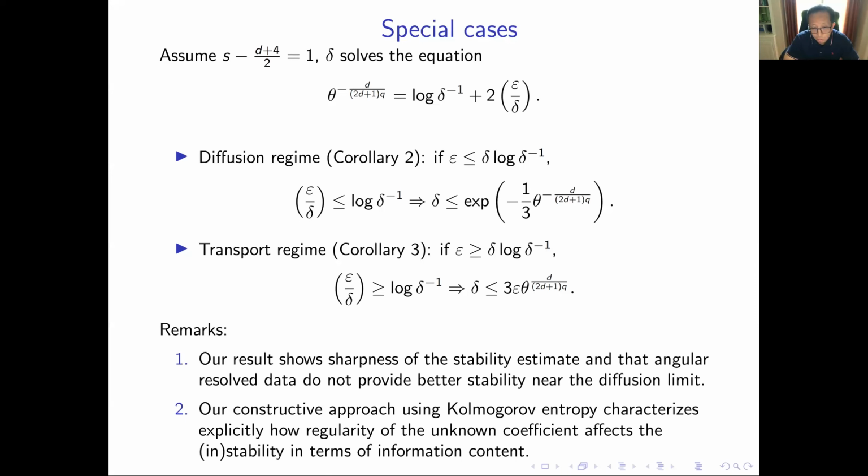So just for final remarks, we use concrete, constructed examples. Not everything explicit, but we try to simplify things as much as possible so you can do this estimate or expression more completely and more explicitly, and we can show that your stability result cannot pass this. Okay, this is definitely when they meet, you know, the stability estimate is sharp. And also the angular resolved data do not provide better stability near the diffusion limit.